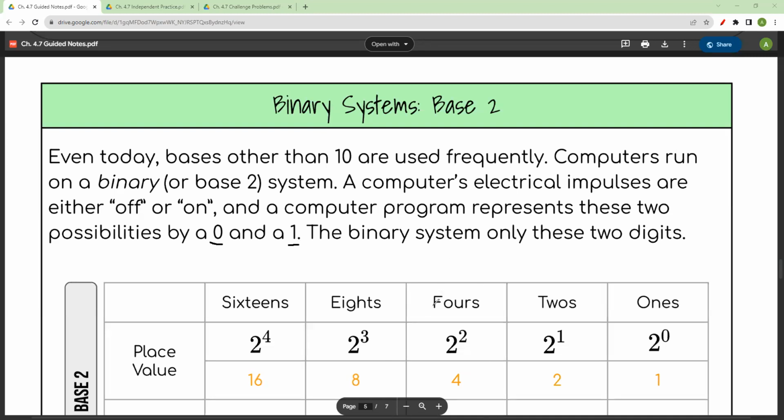The binary system only uses, this is where my keyboard was dying last night when I was making these notes. And it was only typing half the words.